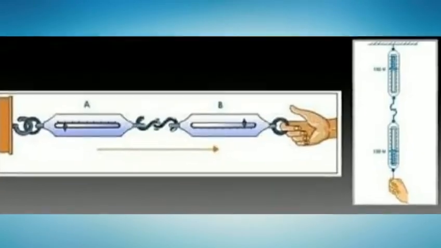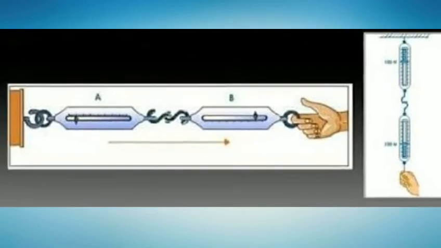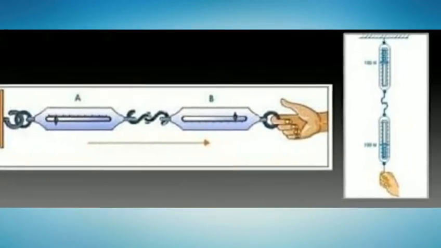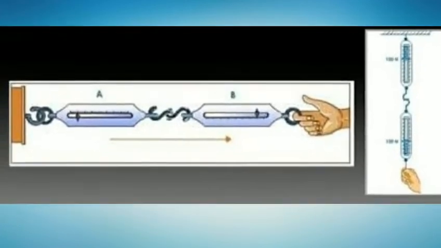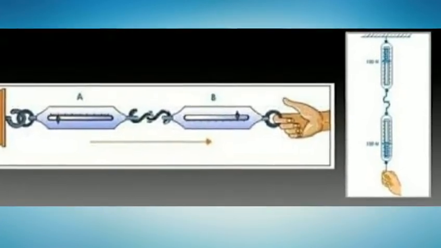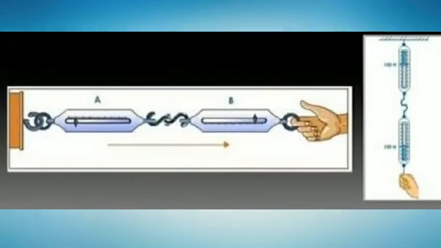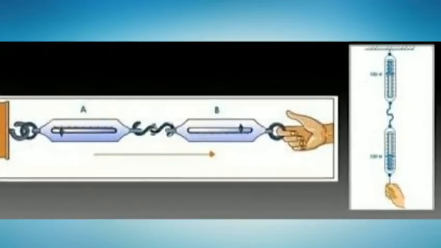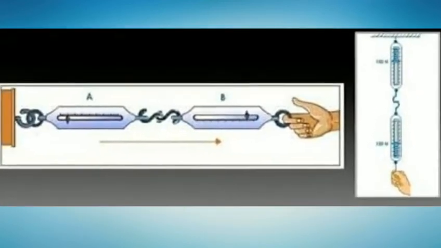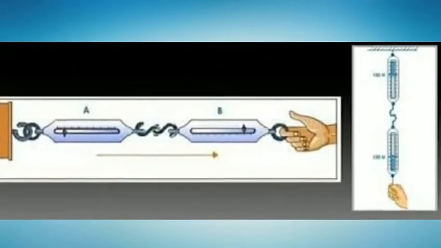Now, let us consider two spring balances connected together. The fixed end of balance B is attached to a rigid support like a wall. Students, when a force is applied through the free end of spring balance A, it is observed that both the spring balances show the same readings on their scales.